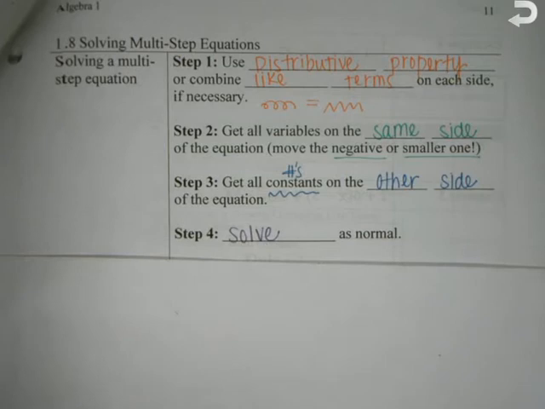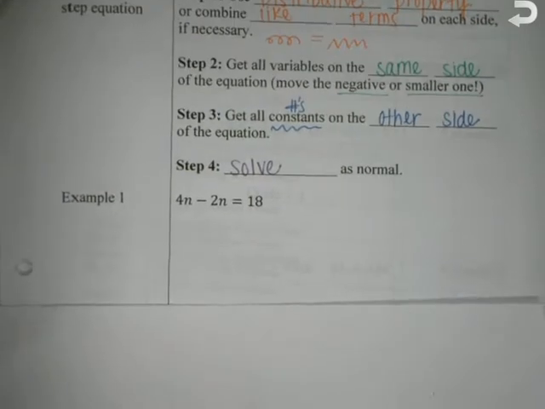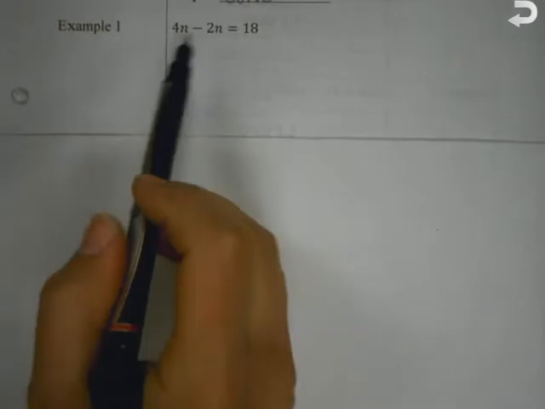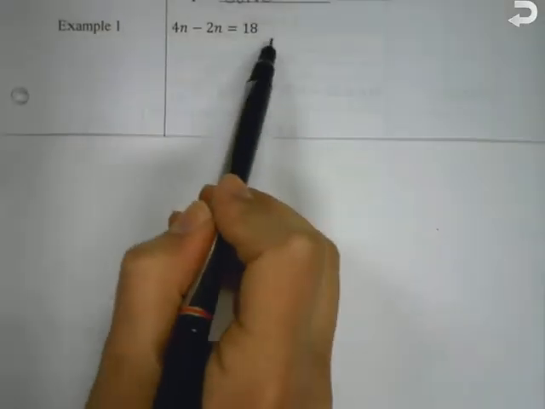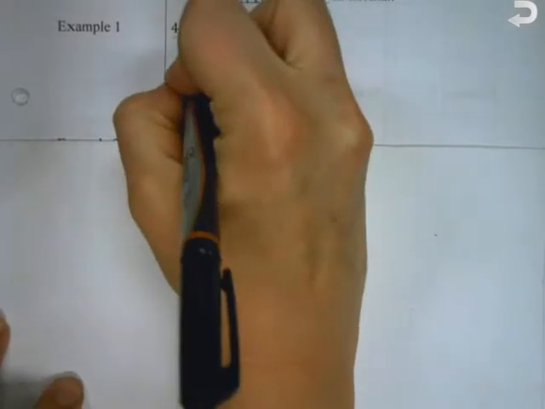Alright, let's look at example 1. Example 1 is not that difficult just to start out with. 4n minus 2n equals 18. Step 1, what does step 1 say? Use distributive or combine like terms if I have to. Do you see distributive property on the left or on the right? No. Do you see combine like terms? Yes. I do too. What do you see? 4n minus 2n. Okay, so let's combine those like terms. What does that give me? 2n. So we have 2n equals 18.